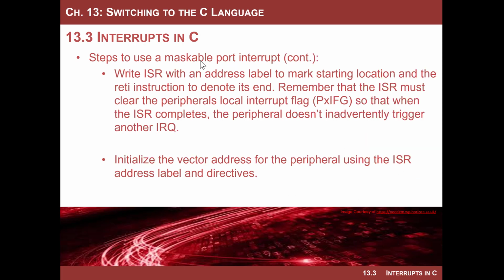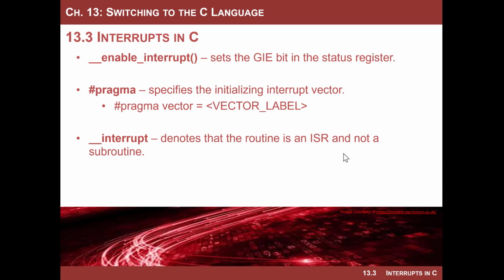Now, remember when you set up an interrupt, you have to write an interrupt service routine, okay? Obviously, if you're going to enable an interrupt, when it fires, it's going to try to find a service routine to execute. And it needs to get the starting address of the interrupt service routine from the vector address. So we need to not only write an interrupt service routine, mark its starting address with some type of routine label, and then initialize the vector address. This is where it gets different in C. You're going to have different syntax to do some of these steps.